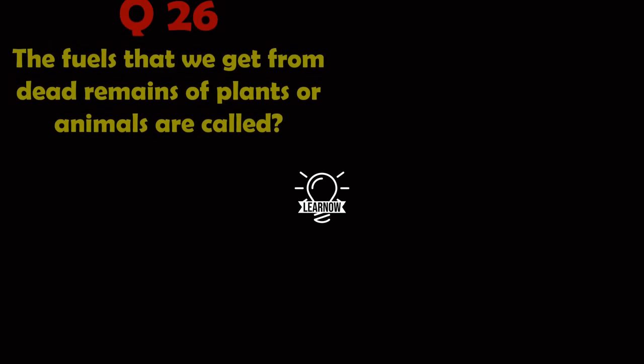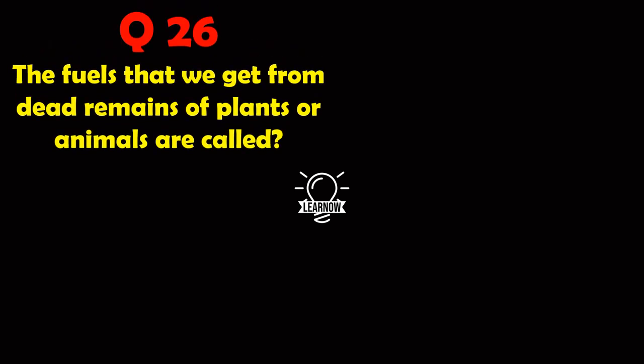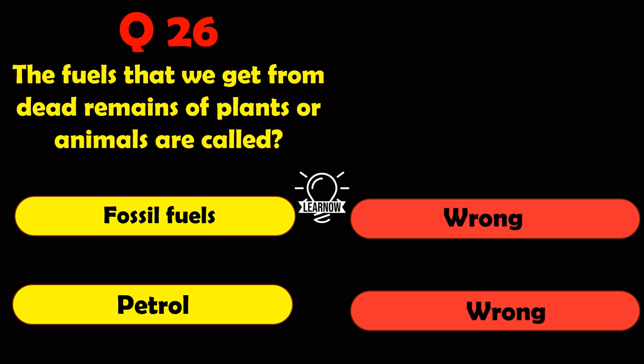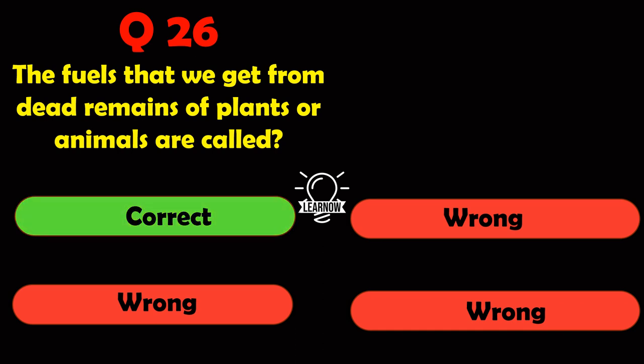The question is, the fuels that we get from dead remains of plants or animals are called, let's see what these fuels are called as. Here are the options. Options are fossil fuels, diesel, petrol, or fossils. Let's find out the correct answer. As we all know, the dead remains of plants and animals are called as fossils, but it is not the correct answer. So is it diesel? Diesel is also wrong. So what about petrol? Petrol is also the wrong answer. The correct answer will be fossil fuels. So the fuels that we obtain from dead remains of plants or animals are called as fossil fuels. Next question.